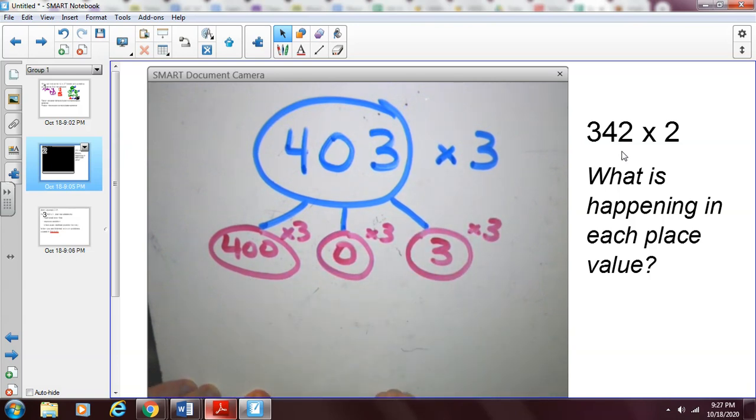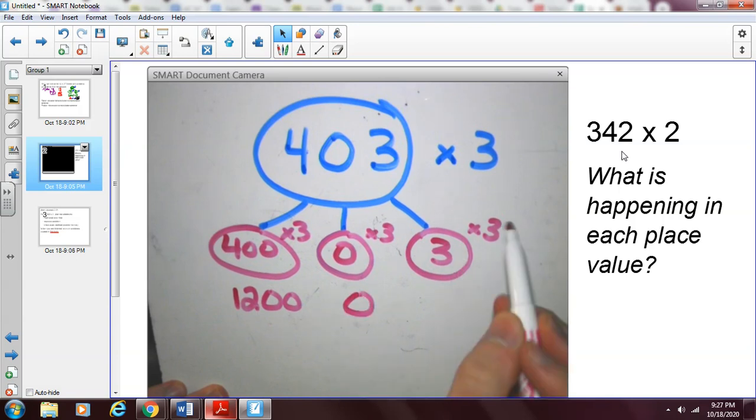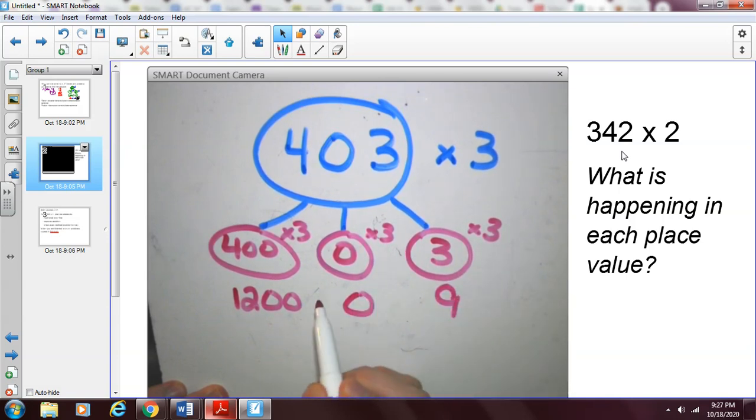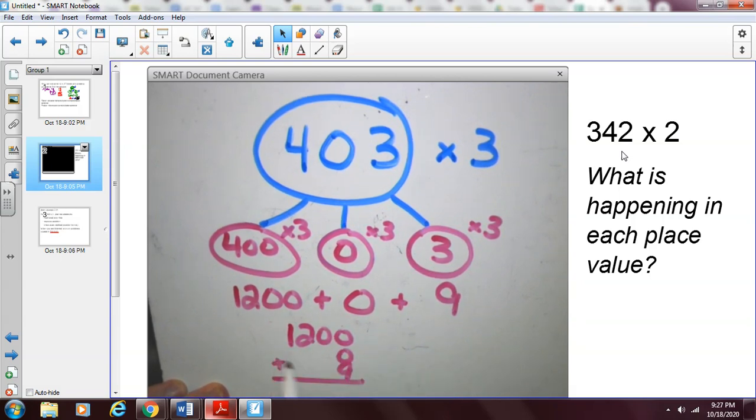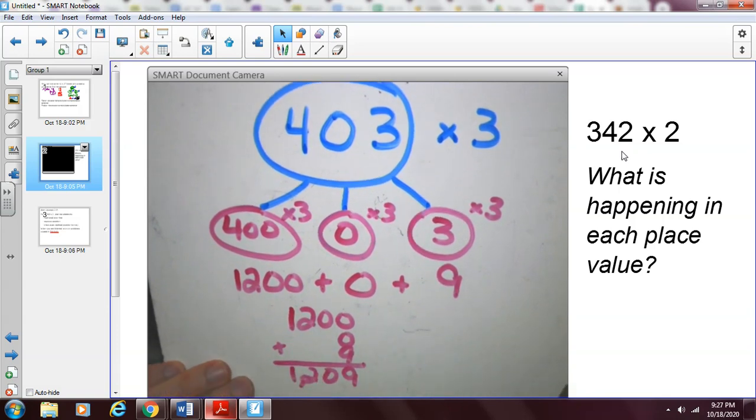I did 400 times 3, 0 times 3, and 3 times 3. So 400 times 3, well, that's 1200. 4 times 3 is 12, and 100 on the end. 0 tens and 9 ones. And now these all get added together. So I have 1200 plus 0 plus 9. And when I add all these together, I have 1209.